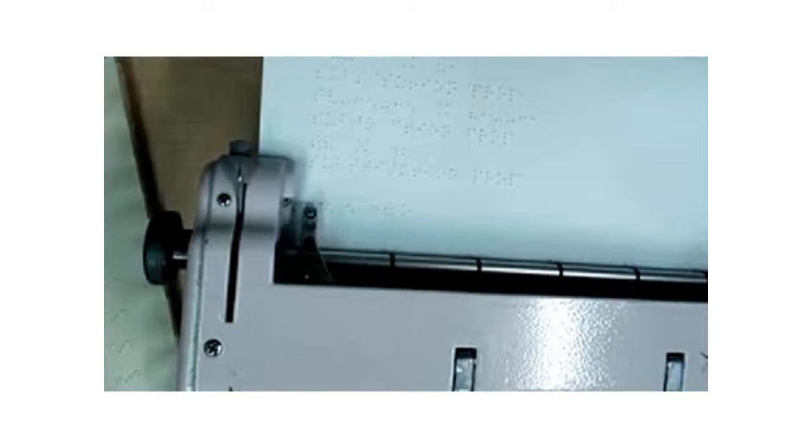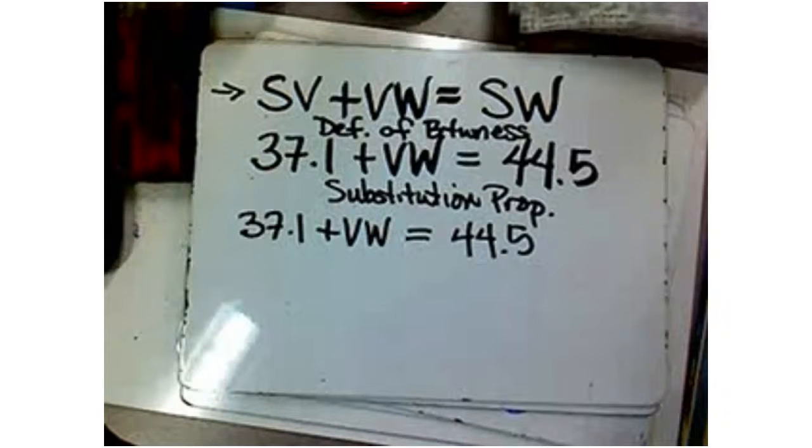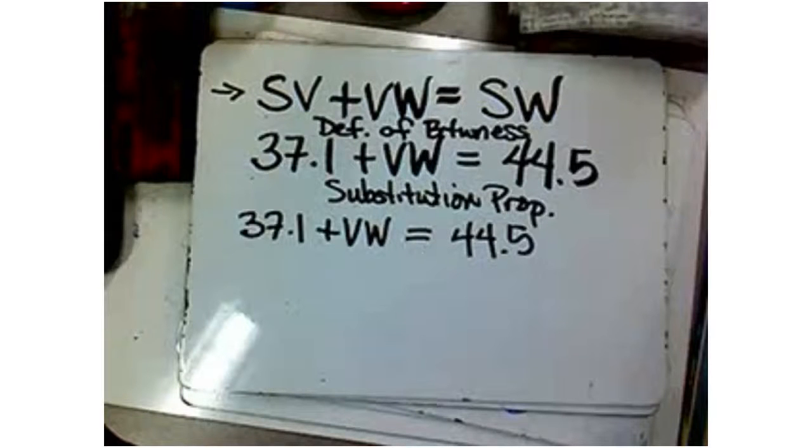When you look at the drawing, what is your betweenness point? It's the same line we've been using. So we have SW equals 44.5 and SV equals 37.1. Find VW. Think, what's between? Go ahead and say it. It's V. The betweenness point is V.